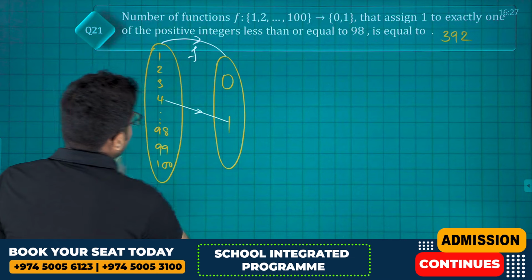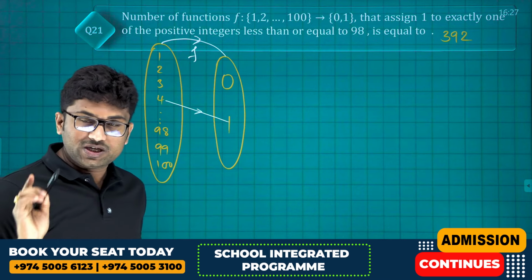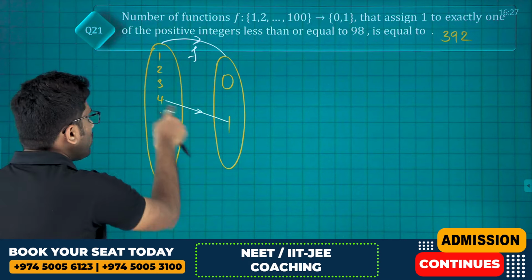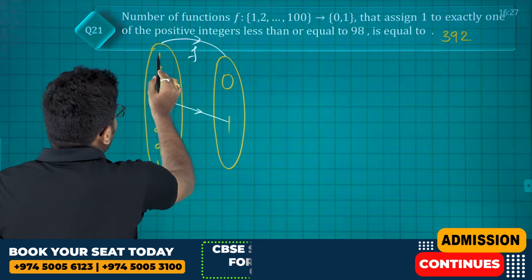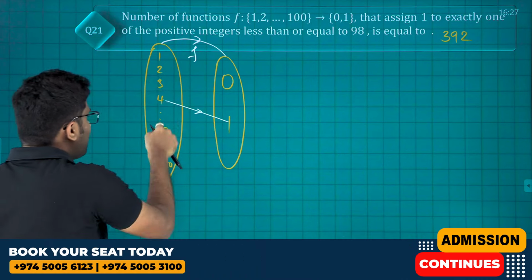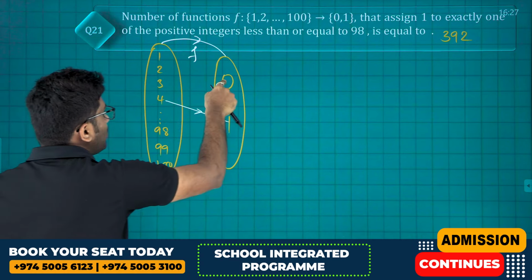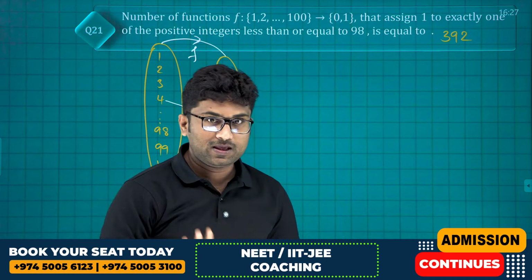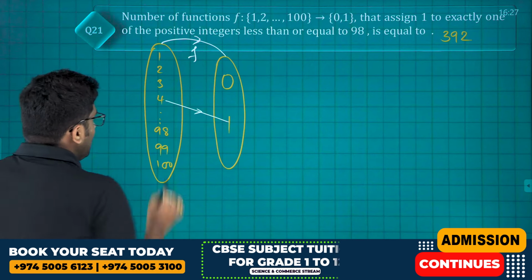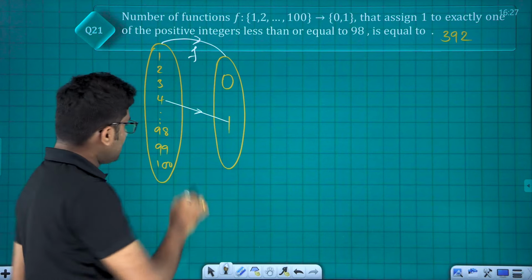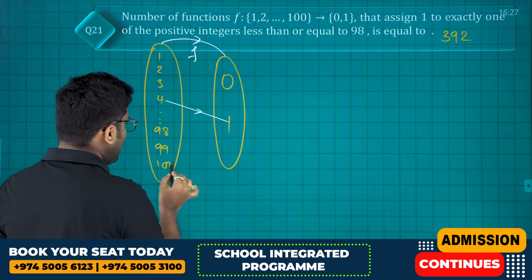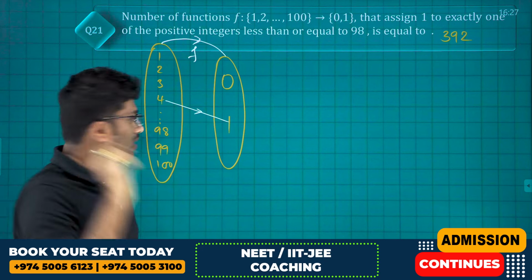Exactly one of them should be assigned to 1. Suppose 4 is assigned to 1, then the remaining numbers from 1 to 98 we should assign to 0. Next, 99 can be assigned to either 0 or 1, and 100 can also be assigned to either 0 or 1.